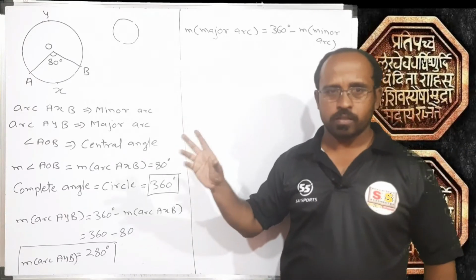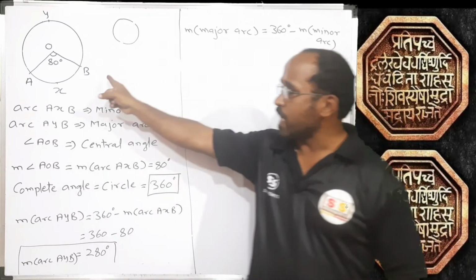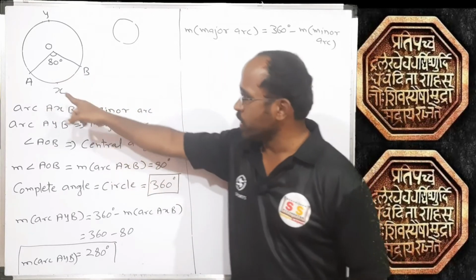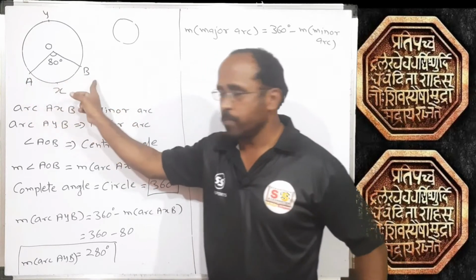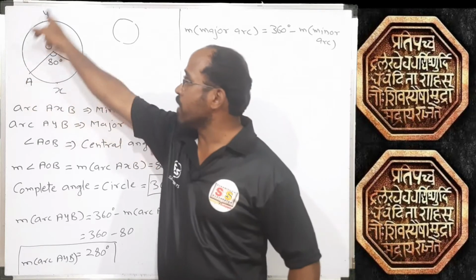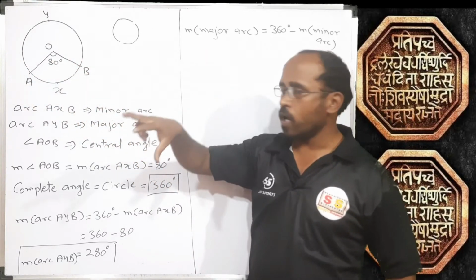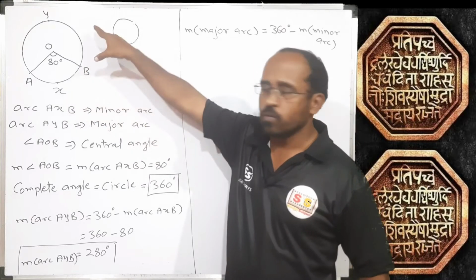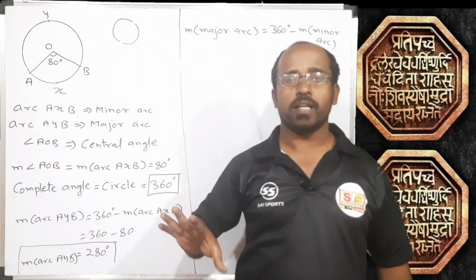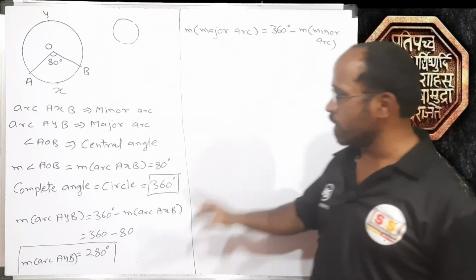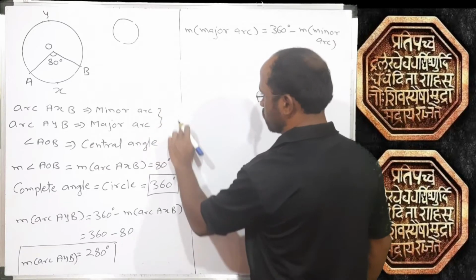And students, if there are two arcs, one is minor, one is major, and they have the same end points. So in this example, arc AXB, its endpoints are A and B, which is the minor arc. Arc AYB, its endpoints are A and B. So if there are two arcs, one is minor arc, one is major arc, and their endpoints are the same, they are called corresponding arcs. So here arc AXB and AYB are corresponding arcs.